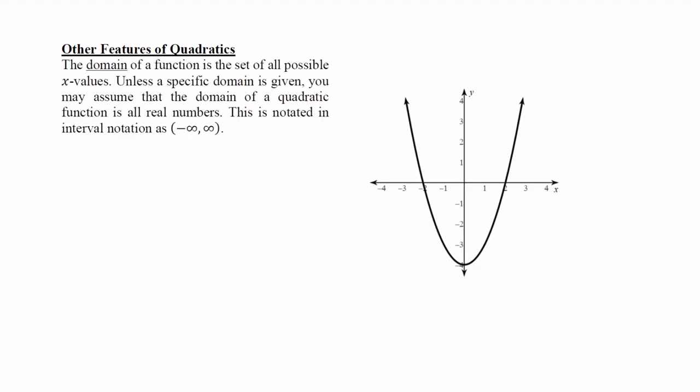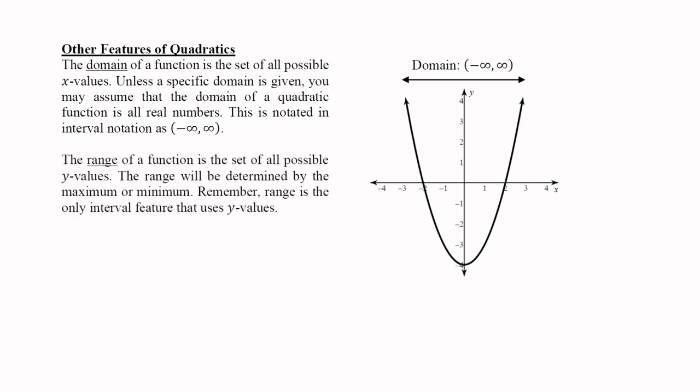Let's go over some of the other features of quadratics, starting with many of the features that we've already seen earlier in this course. The domain of a function is the set of all possible x values. Unless a specific domain is given, you may assume that the domain of a quadratic function is all real numbers, notated by the interval negative infinity to positive infinity. The range of a function is the set of all possible y values. The range will be determined by the maximum or minimum. Remember that the range is the only interval feature that uses y values.